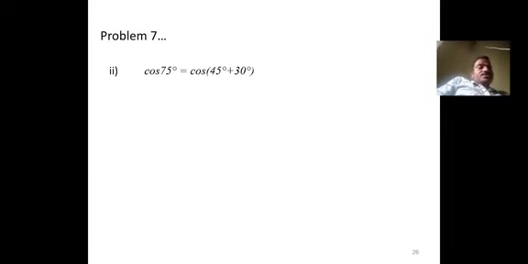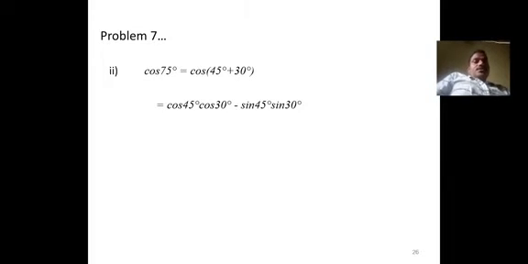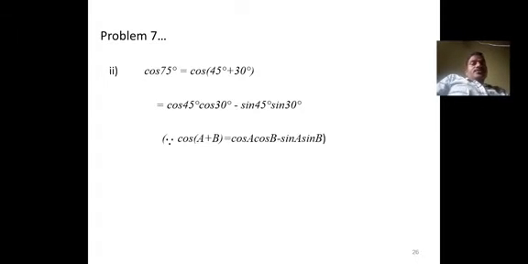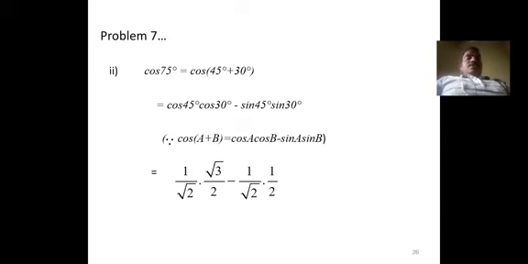Similarly, cos 75 is cos of 45 plus 30. The formula of cos of a plus b is cos a cos b minus sin a sin b, so cos 45 cos 30 minus sin 45 sin 30. Here 1 by root 2 into root 3 by 2 minus 1 by root 2 into 1 by 2. This is root 3 minus 1 by 2 root 2. This is the value of cos 75.